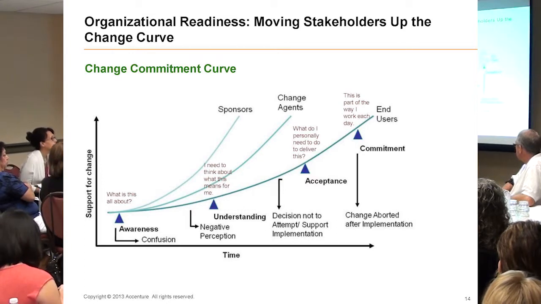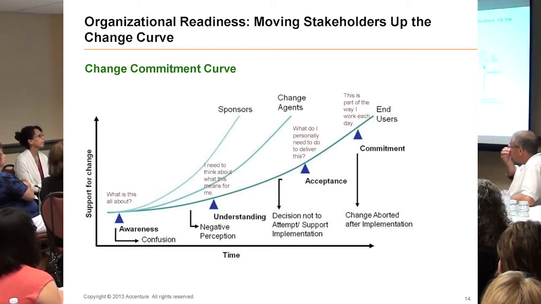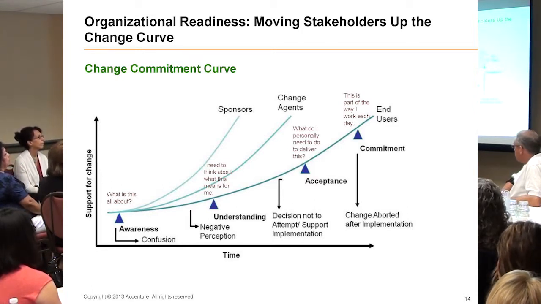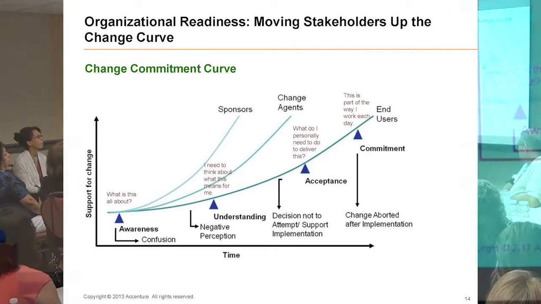If you don't have some kind of a process to do this, you end up with the counterpoints. Instead of people being aware, they just become confused. Instead of people understanding it, they just get a negative perception. This is a terrible project that's going to wreck everything I've built for the last 20 years. Instead of accepting it, they're going to actually start resisting.